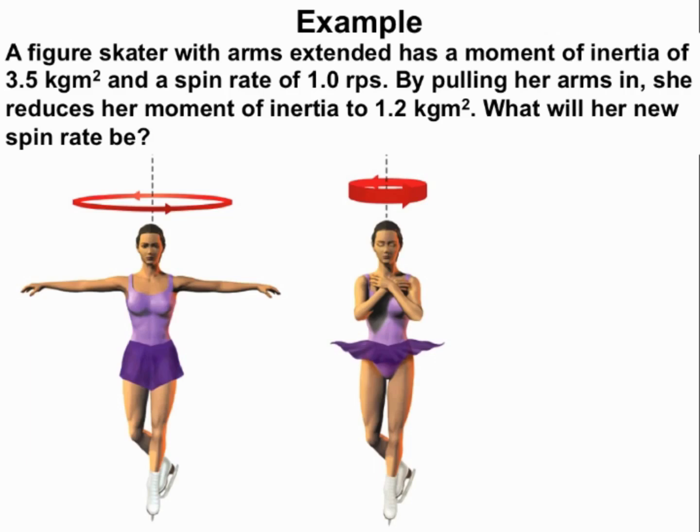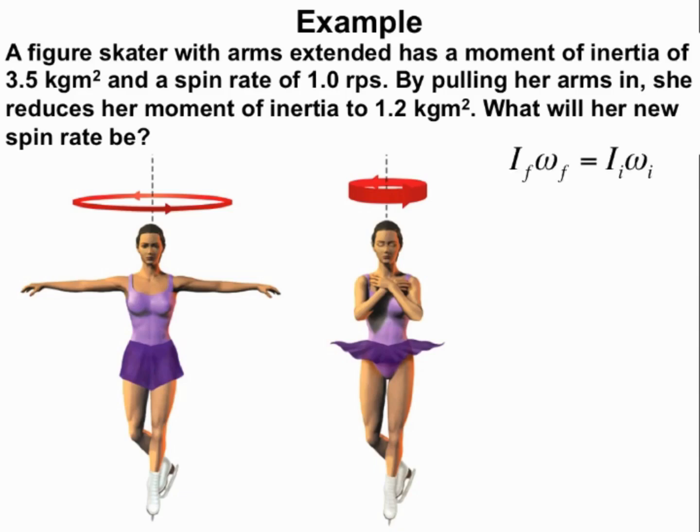All right, so this will be our final example of the video. A figure skater with arms extended has a moment of inertia of 3.5 kilograms meters squared and a spin rate of 1.0 revolutions per second. By pulling her arms in, she reduces her moment of inertia to 1.2 kilograms meters squared. What will her new spin rate be? Okay, so keeping in mind that her moment of inertia is decreasing, and therefore her spin rate has to go up, then you should be able to use the conservation of angular momentum to do this problem on your own. All right, so pause the video, try and do it on your own, and then resume when you have an answer or if you get stuck.